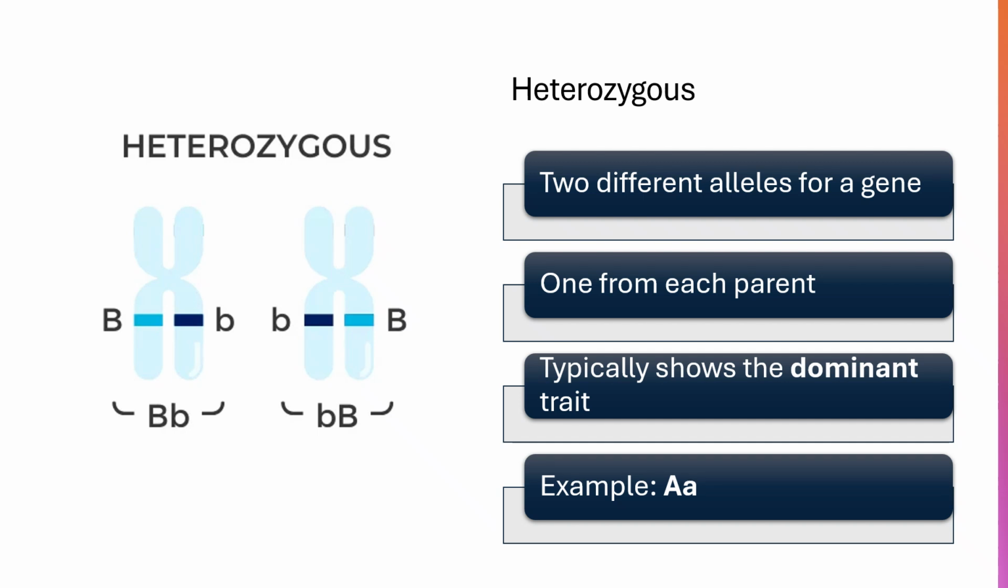Heterozygous refers to having two different alleles for the same gene, one dominant and one recessive, written as Aa. The dominant allele typically determines the physical trait or phenotype, while the recessive allele remains silent. This means the person may carry a gene for a genetic condition without showing symptoms. They're a carrier. A classic example is sickle cell trait, where a person with one normal hemoglobin allele and one sickle cell allele doesn't have the disease but can pass the gene to their children.